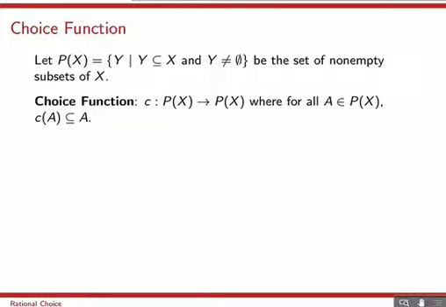So the set P of X here is the set of all non-empty subsets of the set X. X, as a reminder, is the set of all options that the decision maker is faced with. The set of all non-empty subsets of that will sometimes be called menus. So a menu, these are the choices placed in front of the agent.